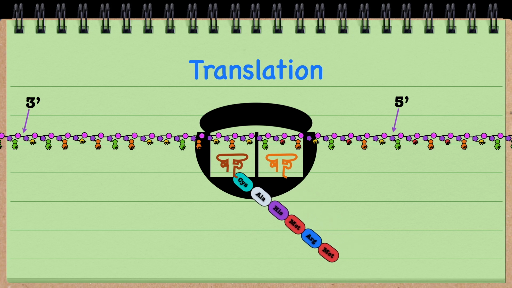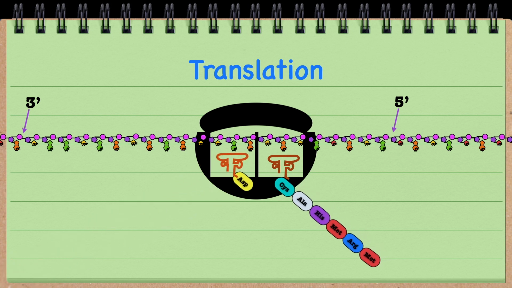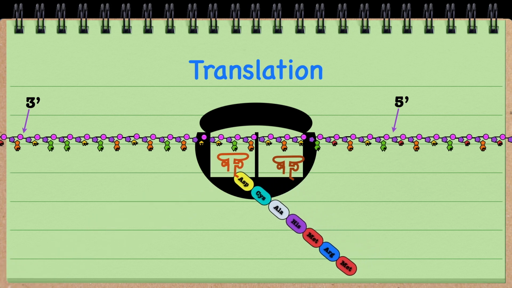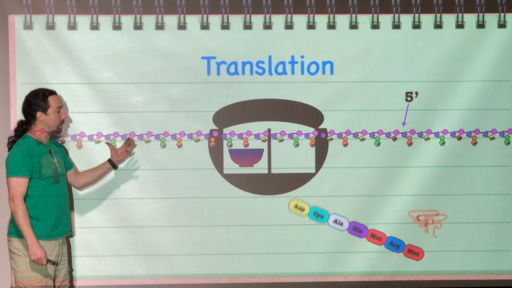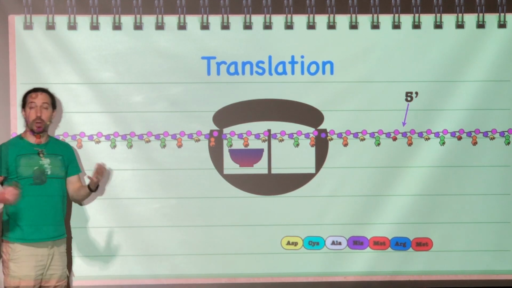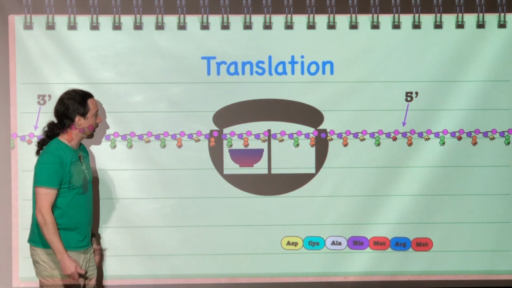Peptide bond is formed, and the whole thing shifts. New tRNA comes in, peptide bond is formed, and we just shift until we get to a specific sequence which causes termination, when a termination factor will enter into the actual site with our ribosome.